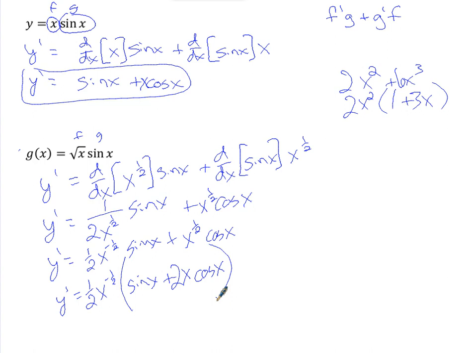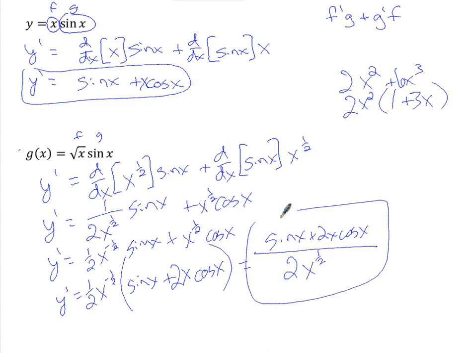Okay, now we can rewrite this. We have a negative exponent and a fraction going on. So the 2 and the x to the negative 1/2 will wind up in our denominator. The 1 times the rest of that stuff will go in our numerator, so it just becomes sine x plus 2x cosine x over that 2 and then the x to the 1/2. There's your derivative.